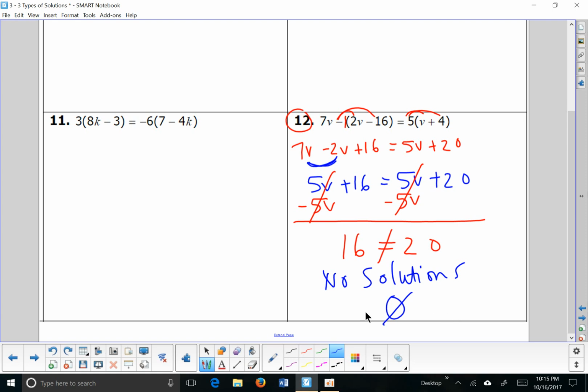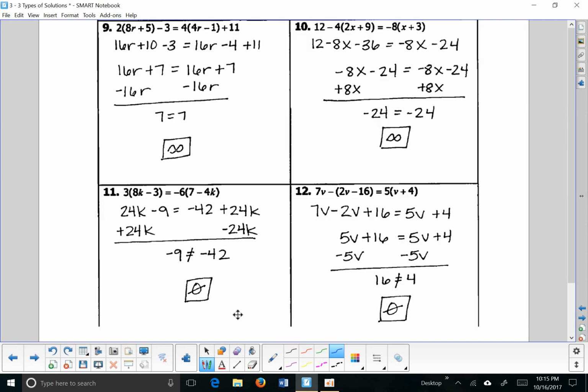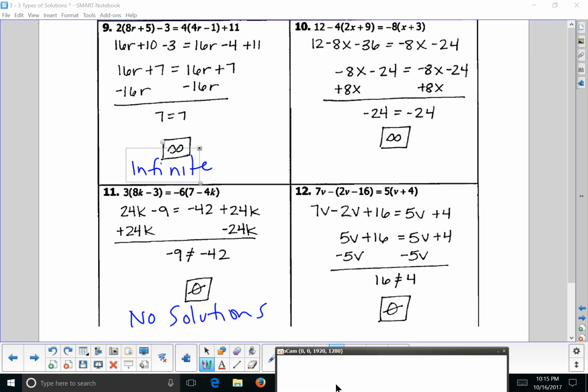Okay, now that you've had a chance to try them on your own, here are the last 3 solutions. Take a moment to pause the video, check your work, and make sure you actually interpreted your solution as infinite solutions using the infinity sign, or no solutions using the empty set symbol. And that concludes the video on 3 types of solutions when solving equations.